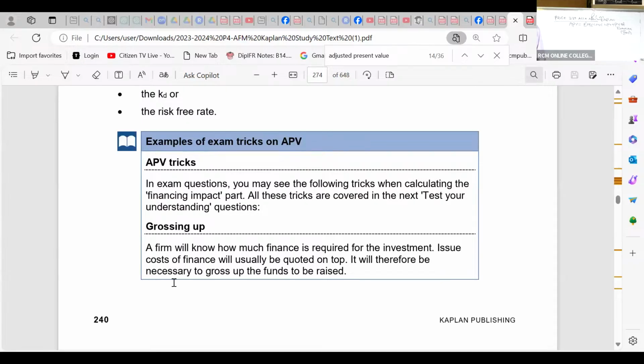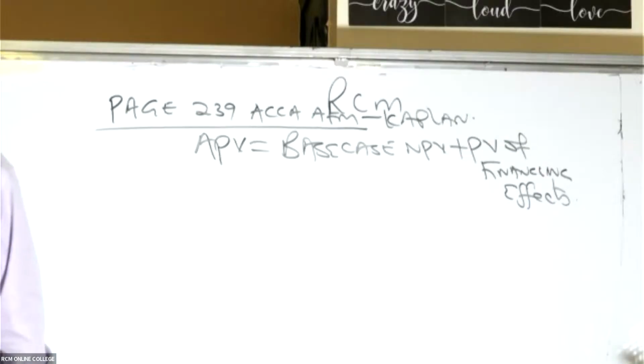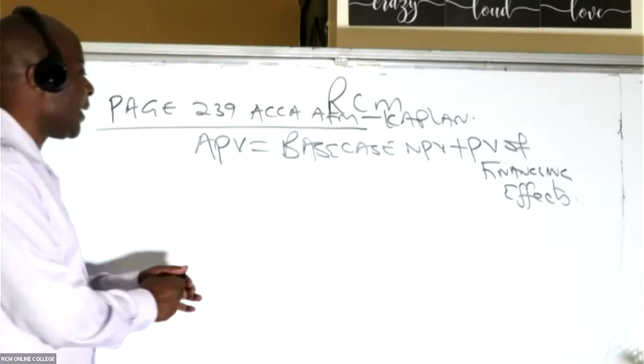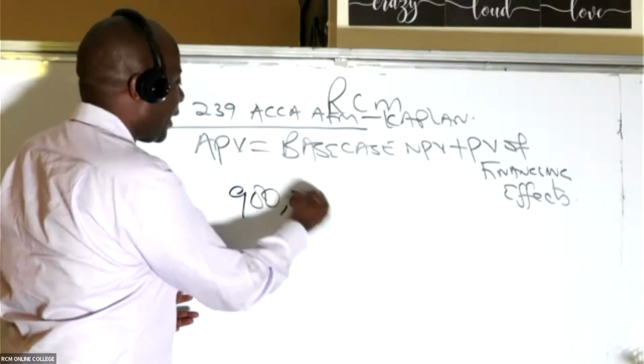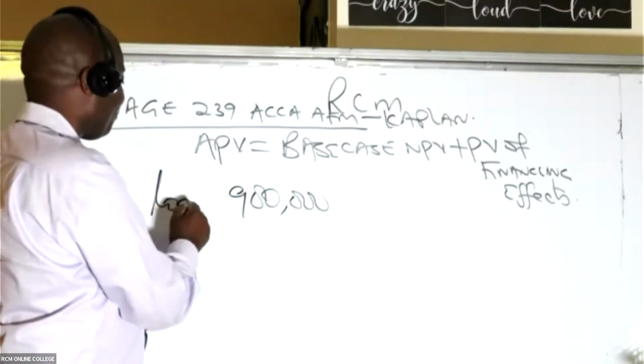Issue cost of financing will usually be quoted on top. It will therefore be necessary to gross up the funds to be raised. Please, ladies and gentlemen, listen. Assuming we have a situation here at RCM, we are looking for 900,000. So this is the loan we want.